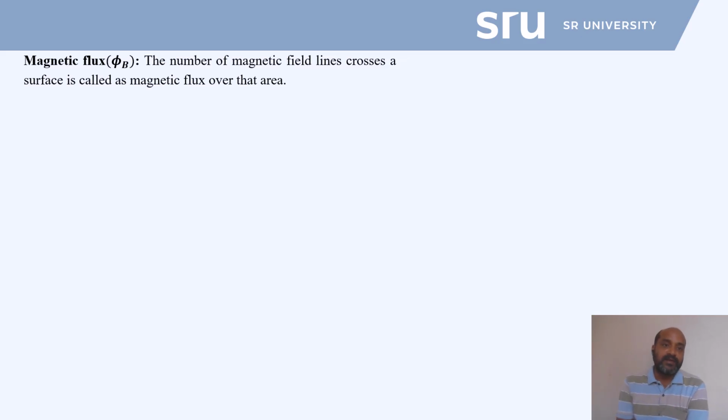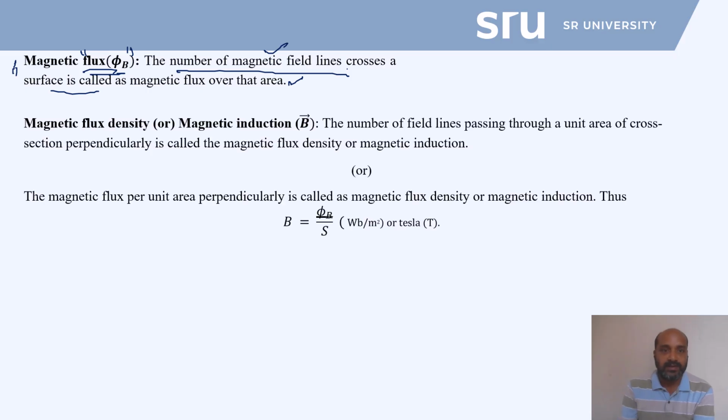And some other basic definitions: magnetic flux. Whenever we say flux, this is a common definition for any type of field. Flux in the sense is the number of field lines. Here that field is the magnetic field, so the number of magnetic field lines crossing through a surface is called flux. But this is not the standard way of measuring the flux. The better way of measuring the flux is flux density.